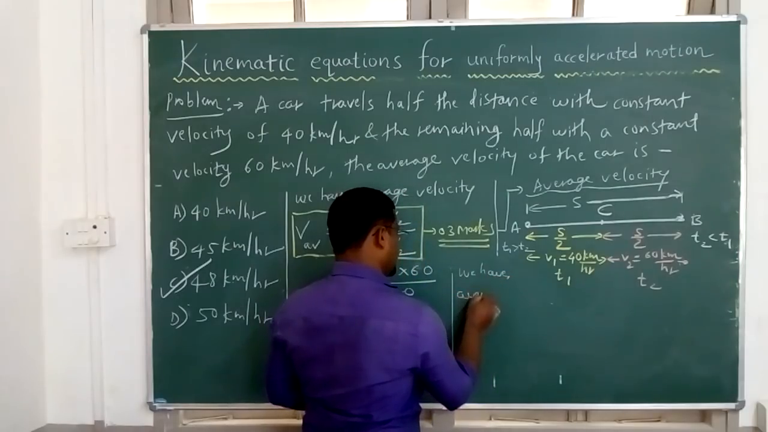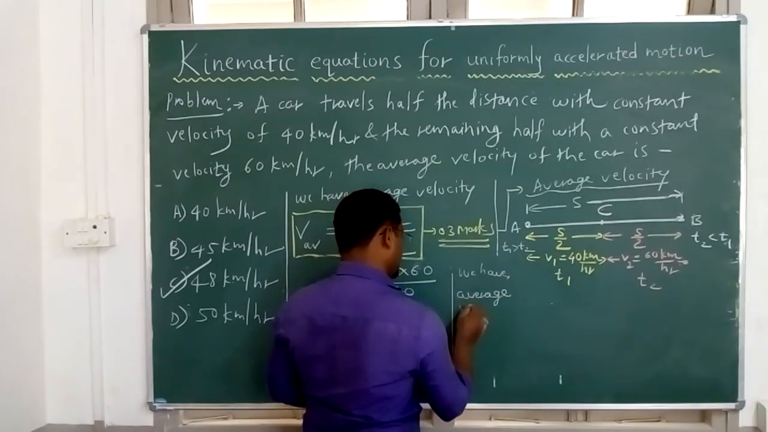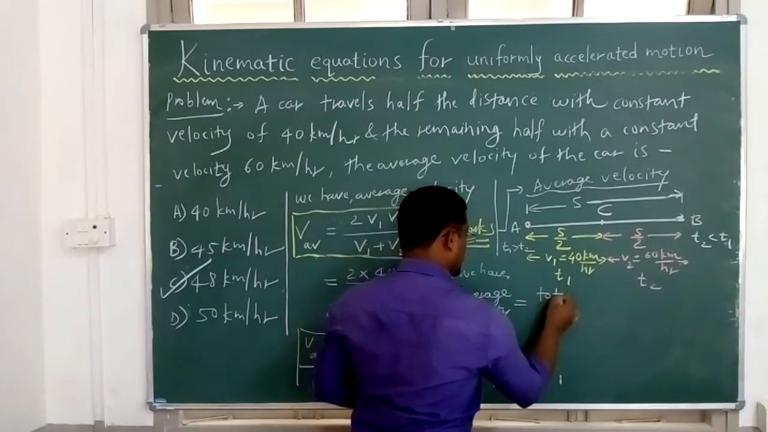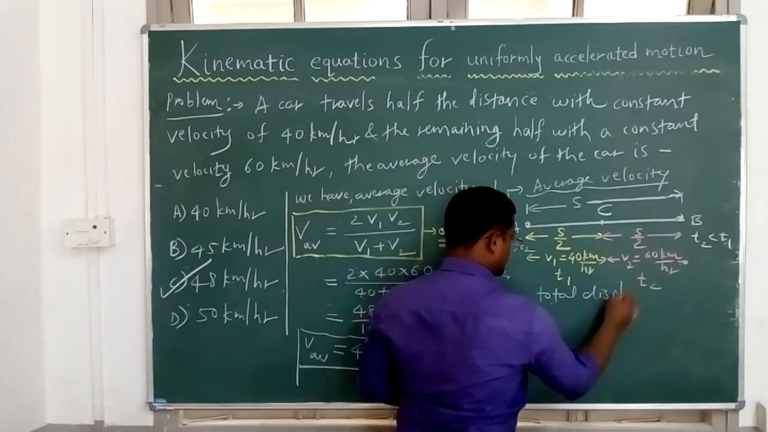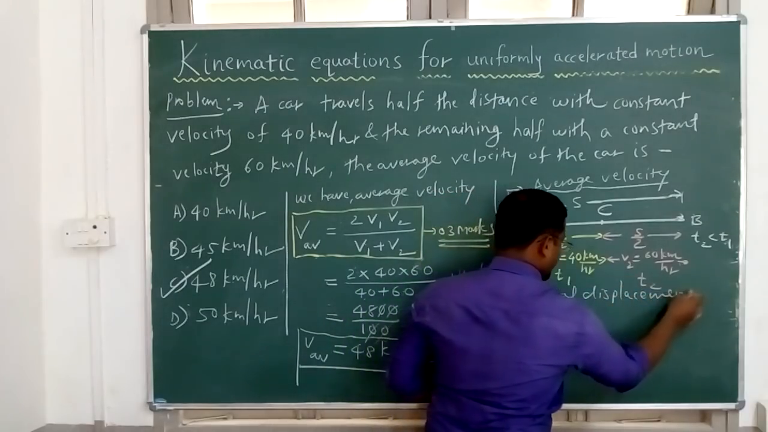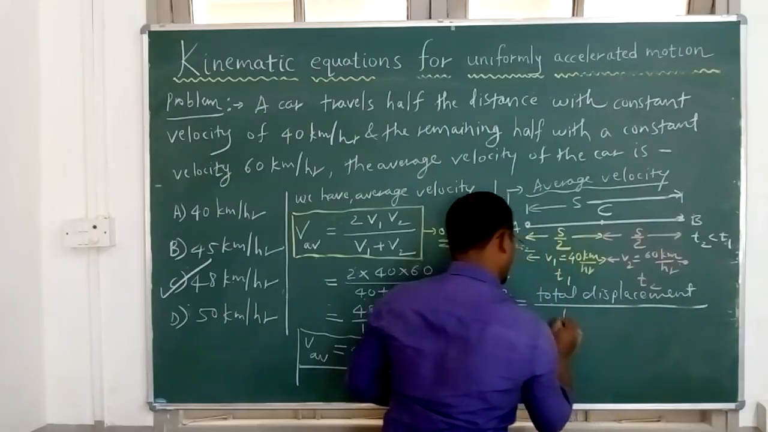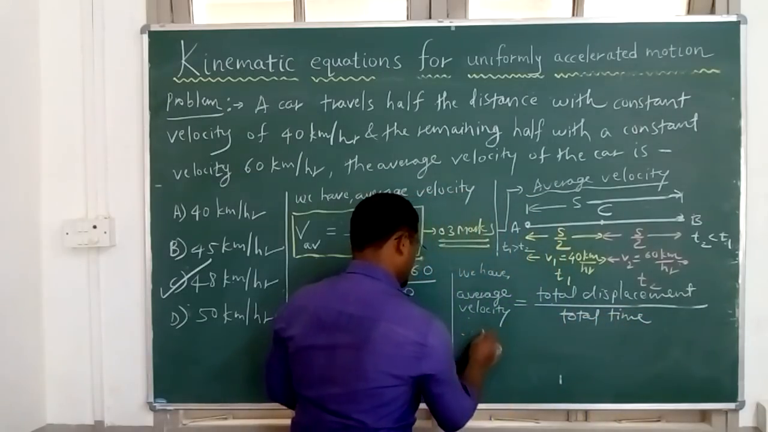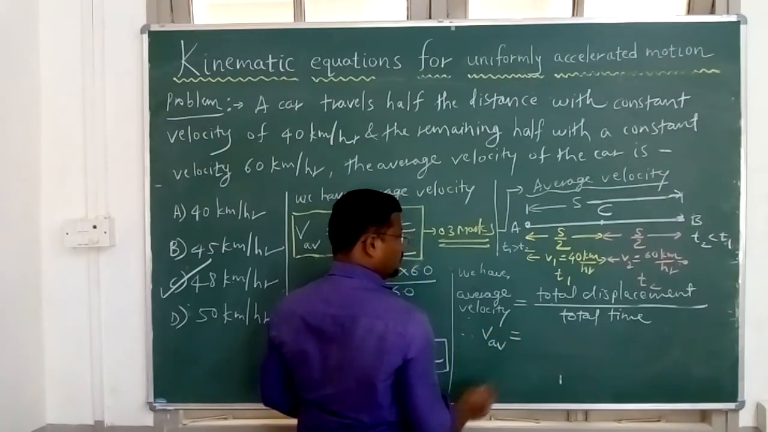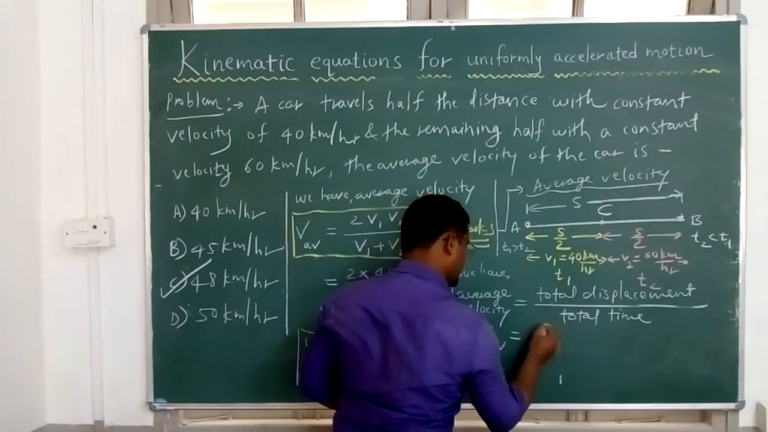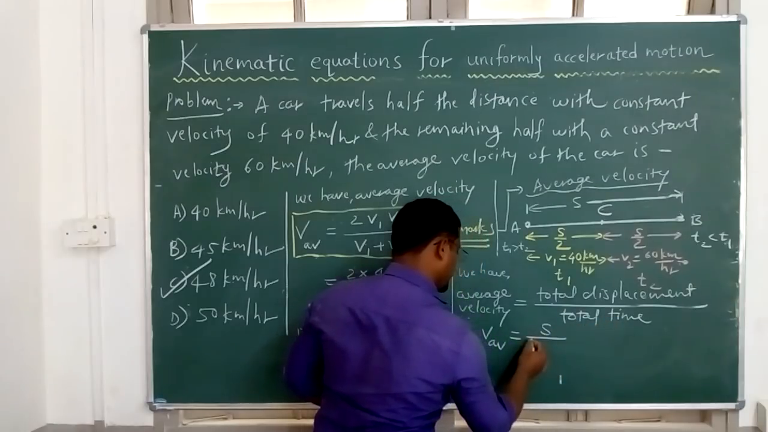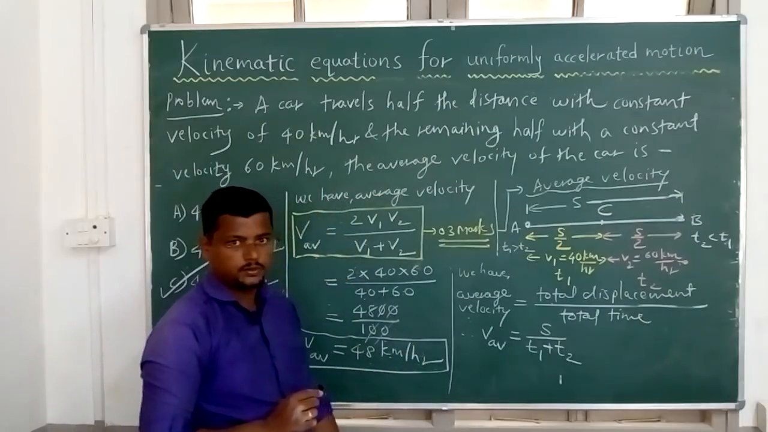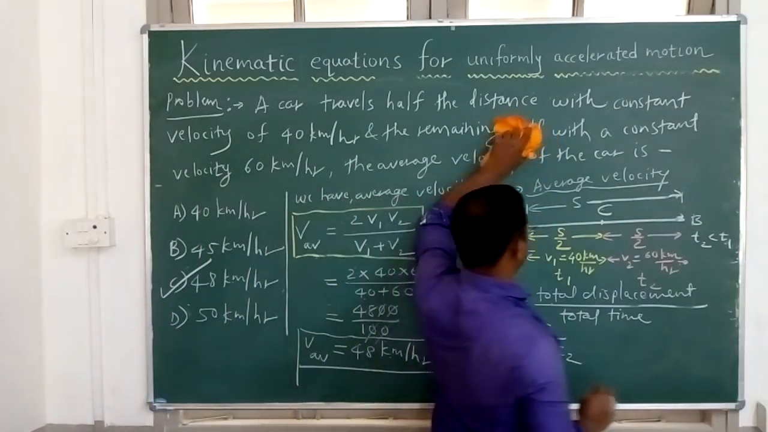We have the formula for average velocity. So average velocity is equal to total displacement divided by total time. Therefore V average is equal to total displacement, is it AB, nothing but S, divided by total time taken. Total time taken is what? T1 plus T2. Now this I will clean here.